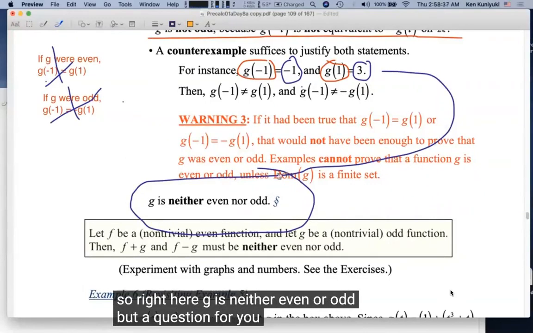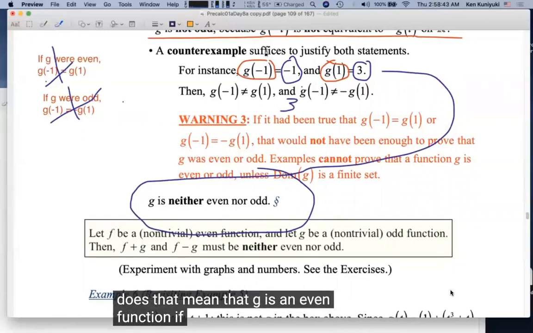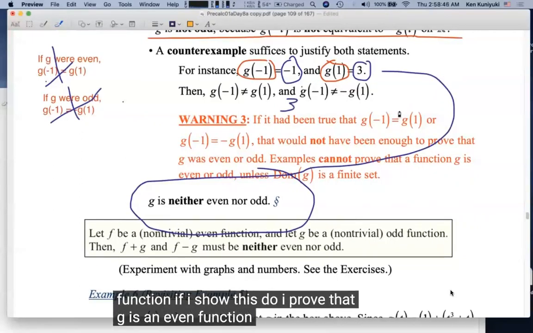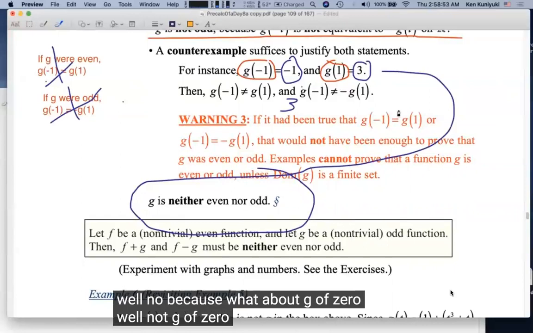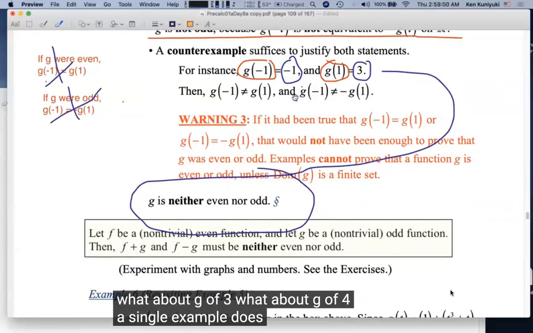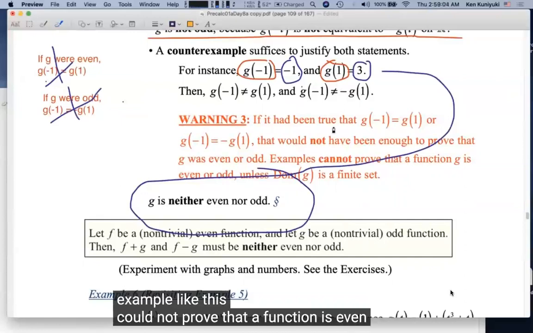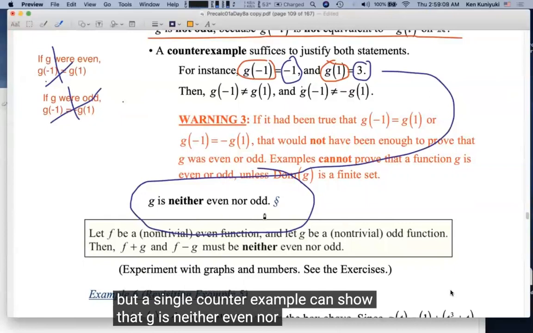But a question for you. Let's say I found that g of -1 were also 3. Does that mean that g is an even function? If I show this, do I prove that g is an even function? Well, no. Because what about g of 0? What about g of 2? What about g of 3? What about g of 4? A single example like this could not prove that a function is even or odd, but a single counterexample can show that g is neither even nor odd.